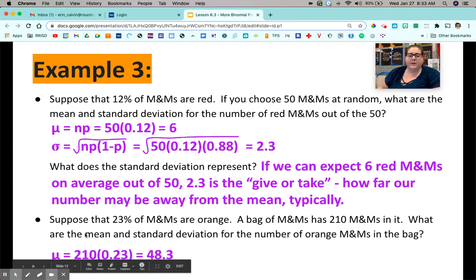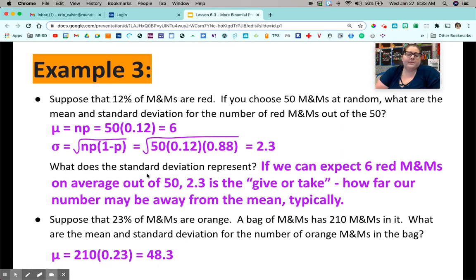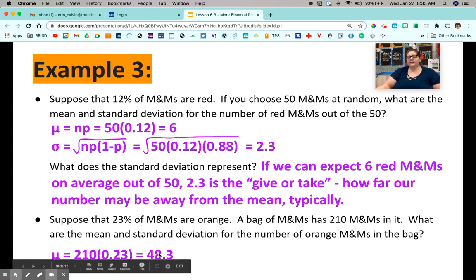So the mean formula, so mean is n times p. N here would be 210 because we have 210 M&Ms in the bag, times 0.23 for orange probability is 48.3. Remember, we don't round unless we are asked to round to a whole number. Otherwise, it's good to keep it as a decimal because it's more accurate that way.